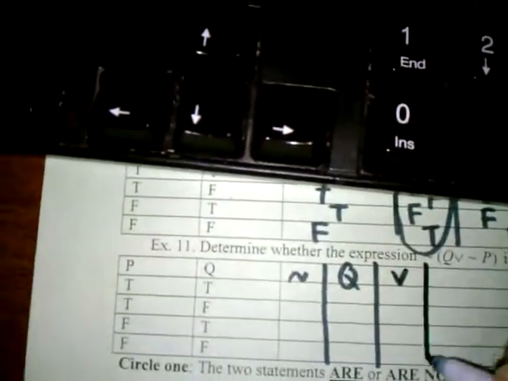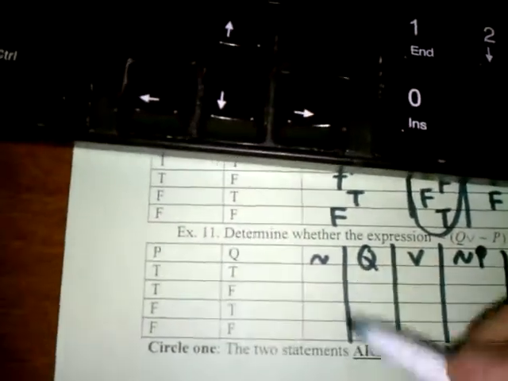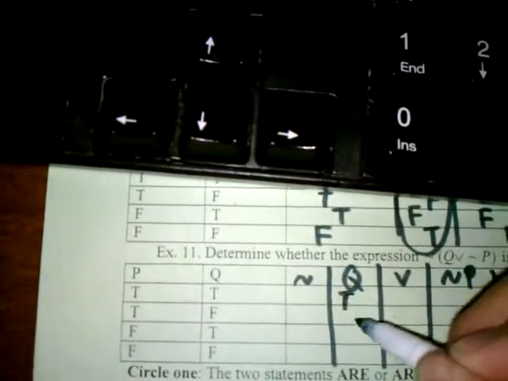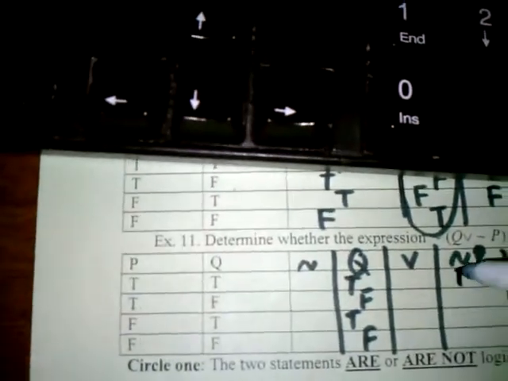So for this case, we have a negation, we got a Q, we got a V, and we got a negation P. So for Q, we just rewrite what is true, false, true, false. For negation P, we negate the P side, which is false, false, true, true.